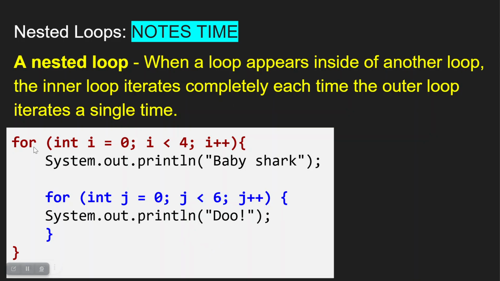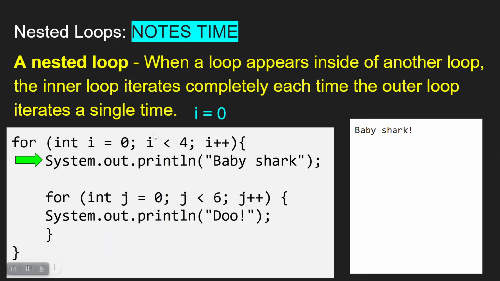What's going to happen here is we're going to recreate the Baby Shark song using these nested for loops. Let's go ahead and check this out. When i is equal to 0, we're going to print Baby Shark, and then we're going to get into our inner for loop, which needs to iterate 6 times. So when j equals 0, we print do. And then when it's 1, we print do. And then when it's 2, we print do. 3, 4, 5. And then there you go.